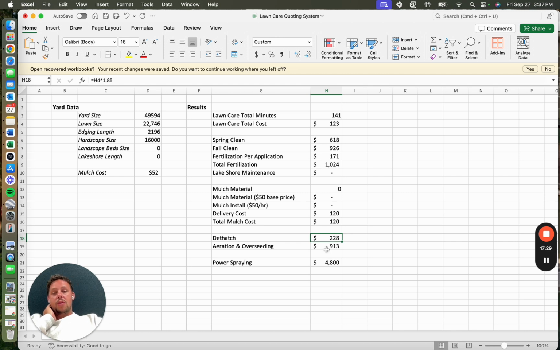Boom. The one thing that we don't have, you guys can do power spraying. You cannot. We offered it for a bit, we don't do it anymore, but it's already in here mathematically.